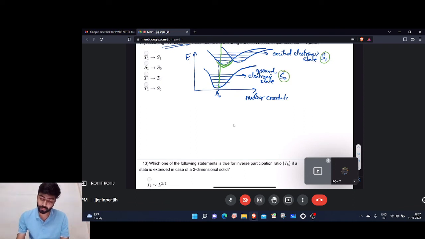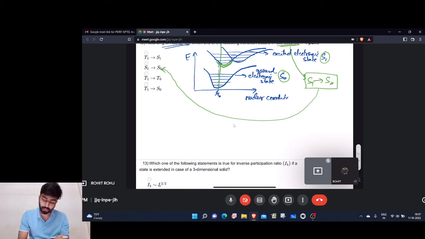So fluorescence basically occurs from the same state: if it is singlet, from S1 to S0, or if it is triplet, then T1 to S0 would be phosphorescence, which is a delayed emission. So fluorescence occurs from S1 to S0, and this transition rule is Kasha's rule. So S1 to S0, that is, the transition from the lowest first excited singlet state to the ground singlet state, is nothing but fluorescence, and the option is S1 to S0.